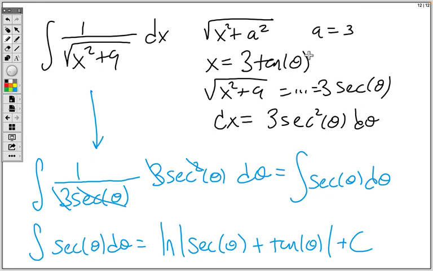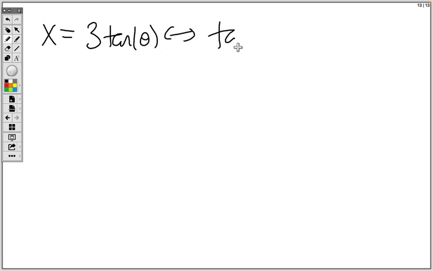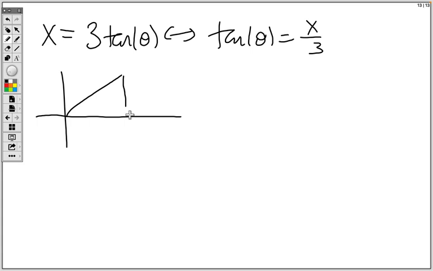So to do that, we've got to go back to our substitution. And we remember that this is good for thetas between minus pi over 2 and pi over 2, which means we're in quadrants 1 and 4. So let's hop over there and take care of business. If x is 3 tangent of theta, that means that the tangent of theta is x over 3. And I can imagine here we're either in quadrant 1 or quadrant 4.